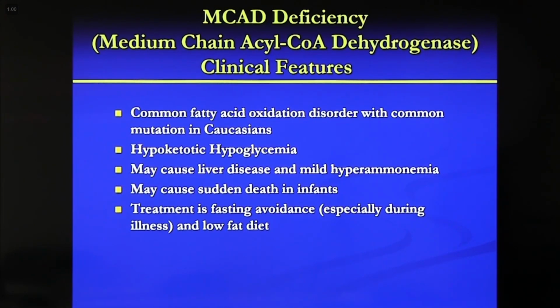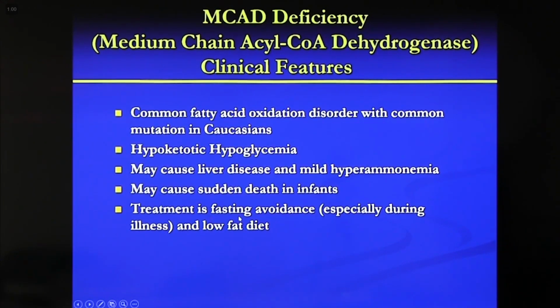Some of these kids, they had low glucose, they had low ketones, and then they did some genetic testing, and they figured out that some of these kids had MCAD deficiency, and that there was a common mutation in Caucasians. And in fact, that's why this was put on the newborn screen, because it's fairly common and it's preventable. And how is it prevented? All you do is you do fasting avoidance.